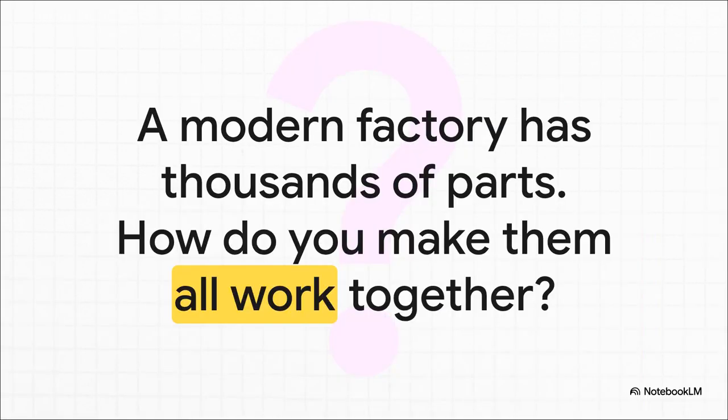I mean, just picture a modern factory, right? Or even a power grid. You've got literally thousands of moving parts. Sensors, motors, controllers, you name it. And here's the kicker. They're often from tons of different manufacturers. So how in the world do you get them all to speak the same language and work together perfectly? It's a huge challenge in automation. How do you actually make that happen?